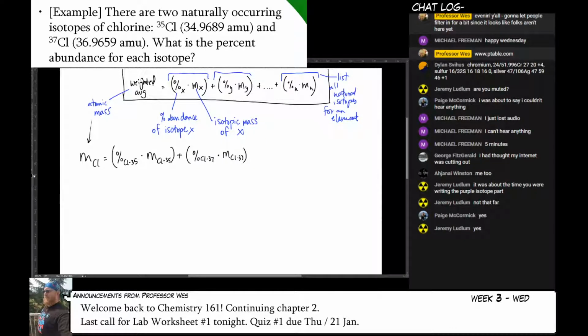Let's look through this expression and see what we know. So we already know this because it's off the periodic table. I know these two because they are in the problem description. So chlorine 35's mass is 34.9689. Chlorine 37's mass is 36.9659. But there's a problem. I don't know what the percentages are.